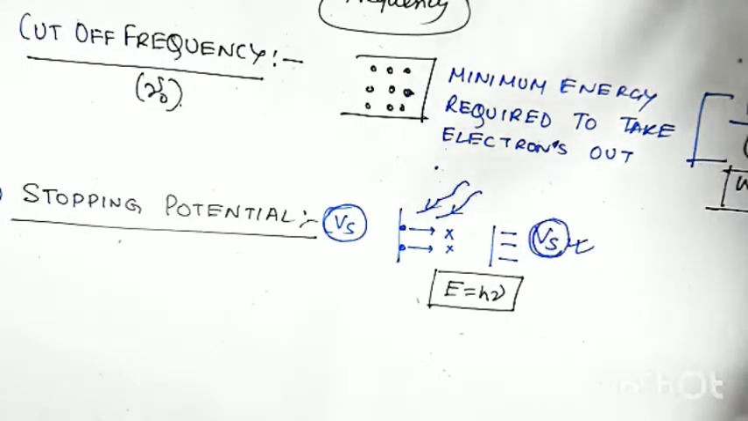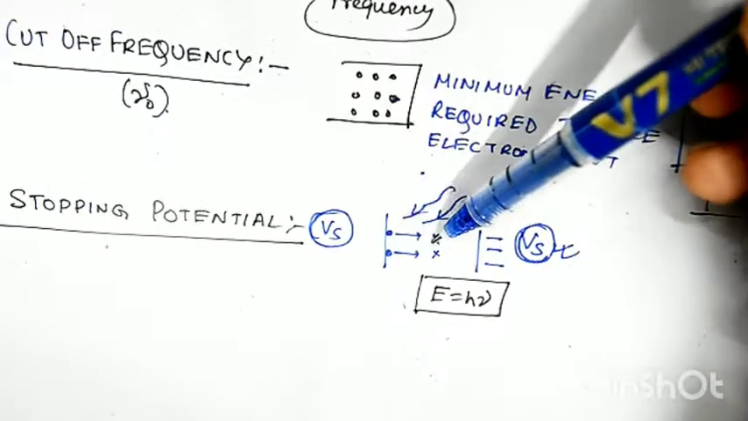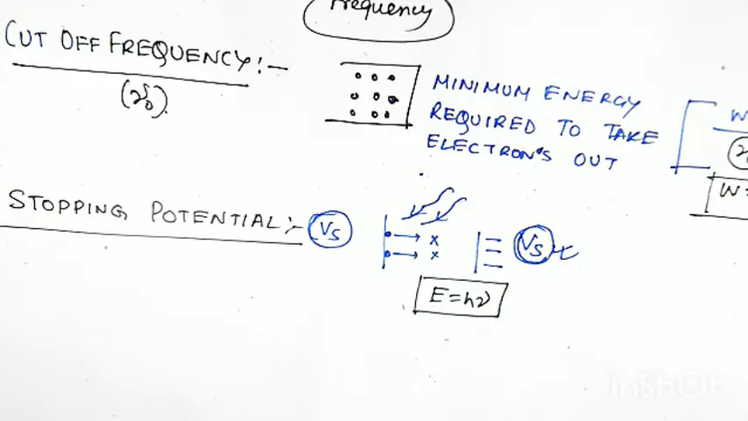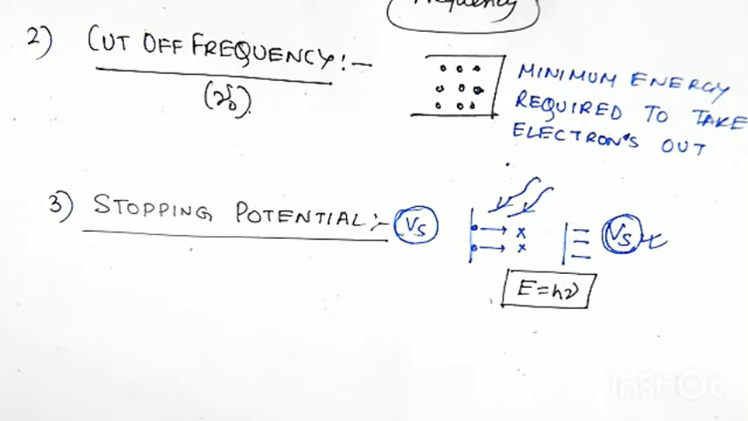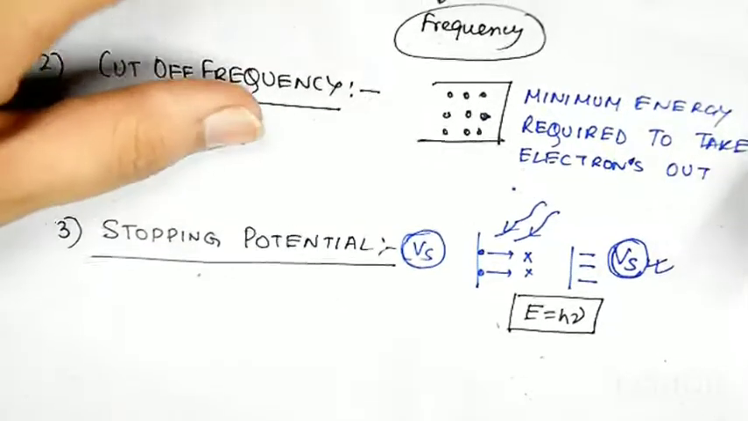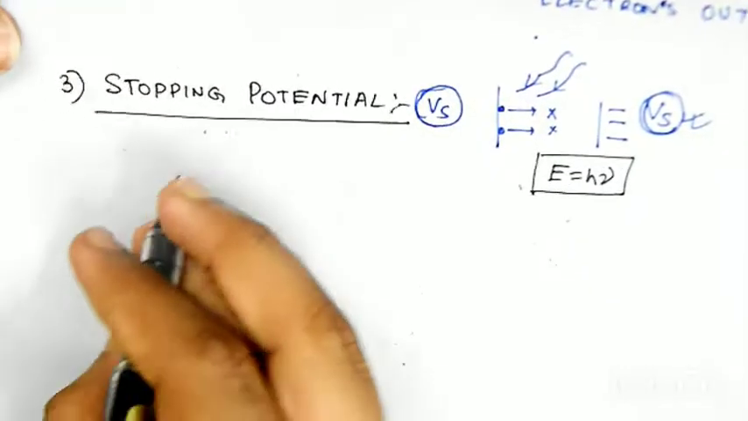But if I increase the frequency, then this energy increases, these electrons also come out with greater energy, and they are able to reach the surface because they are getting more kinetic energy from it. This explains why the stopping potential depends on frequency. That means the kinetic energy of the electrons depends on frequency. And the last and not the least, the instantaneous nature.